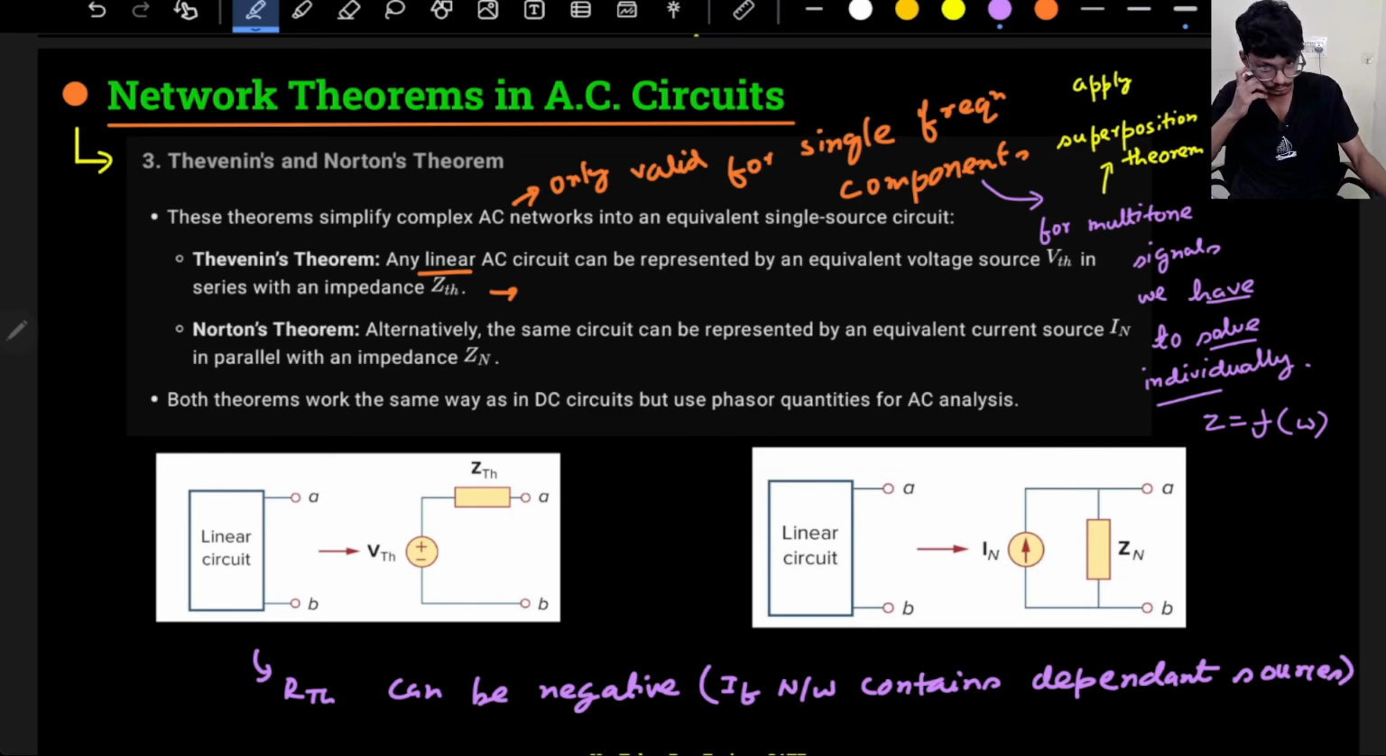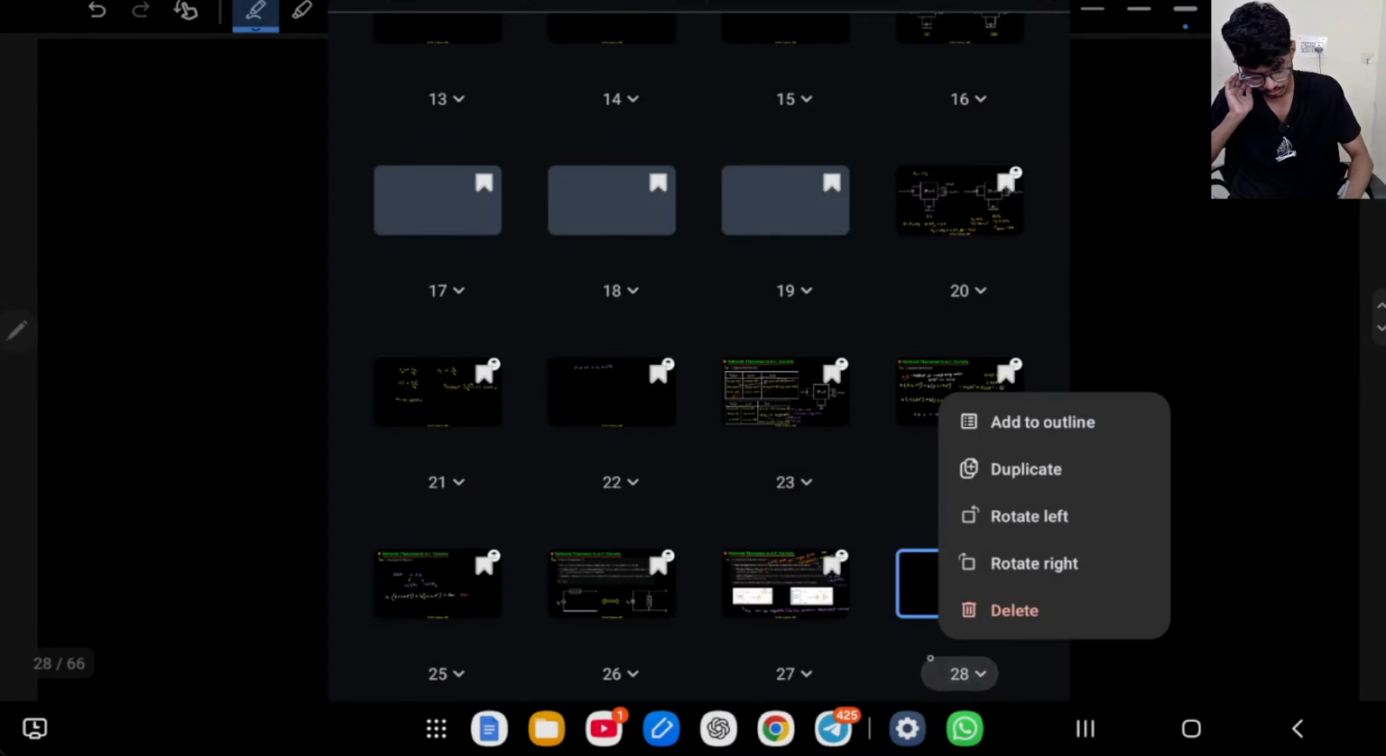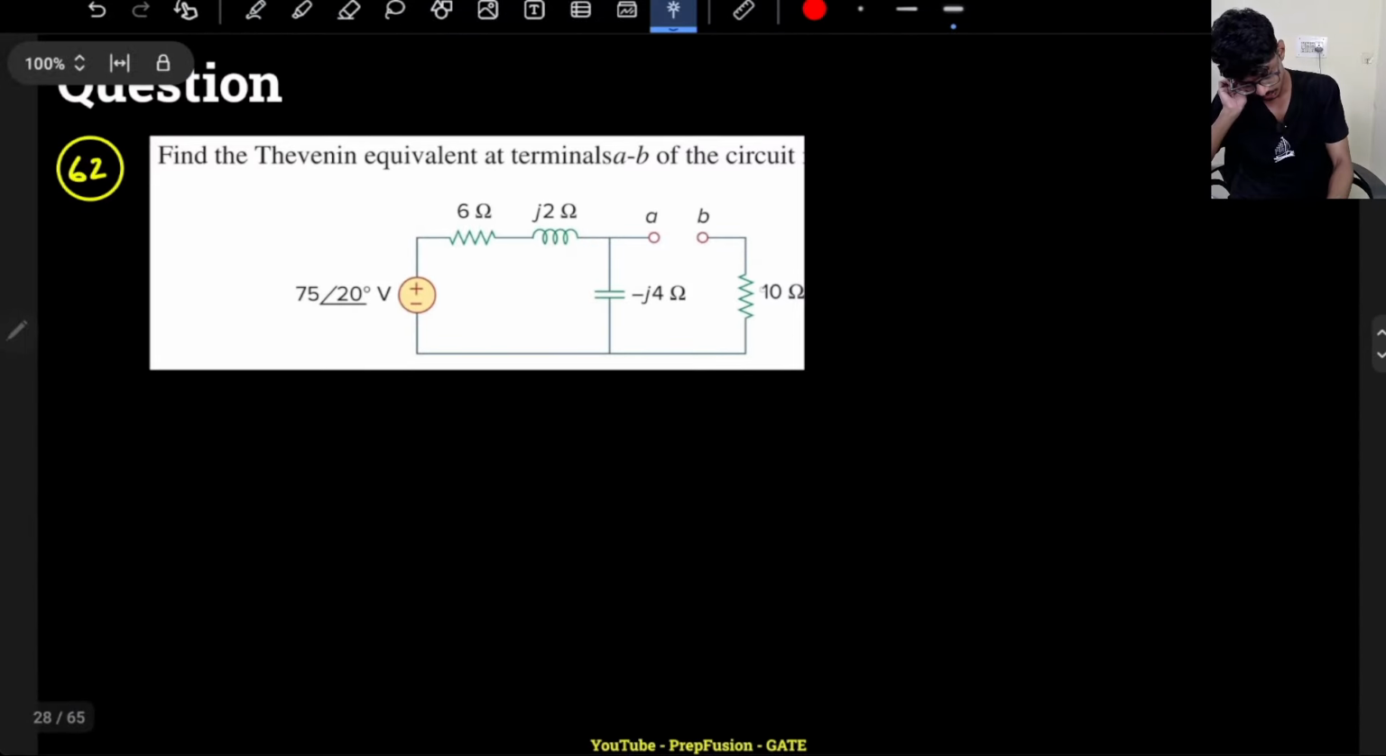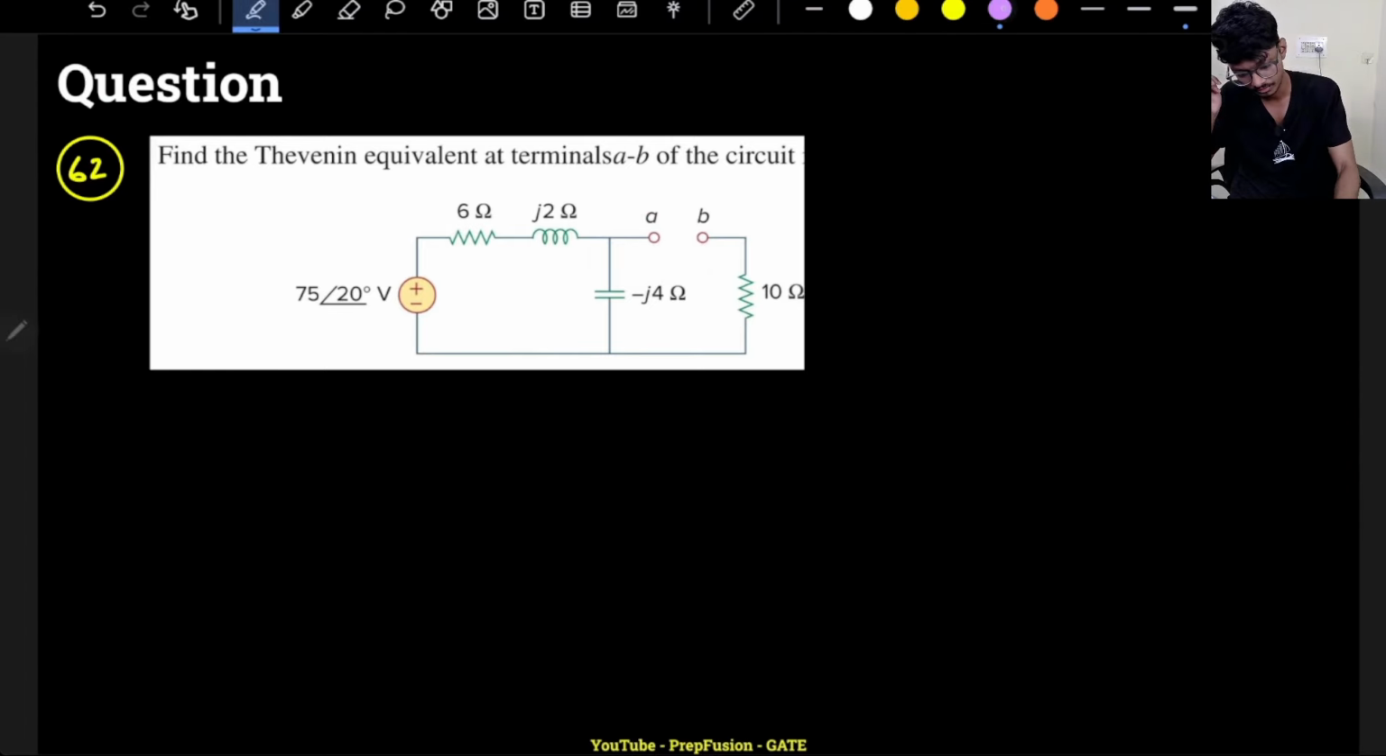Okay, so this thing you have to keep in mind basically. So a few homeworks I will give you. This is the first question that I wanted to give you. Find the Thevenin's equivalent voltage across AB. I think you will be able to solve it. I don't feel this will be that difficult for you. Okay, this is the homework for you. Very basic exercise to get you started with.